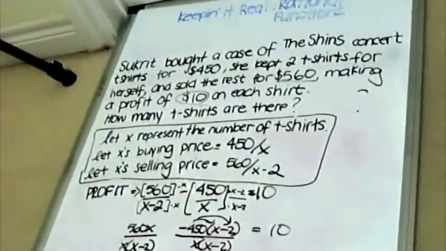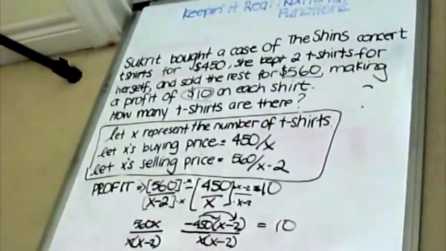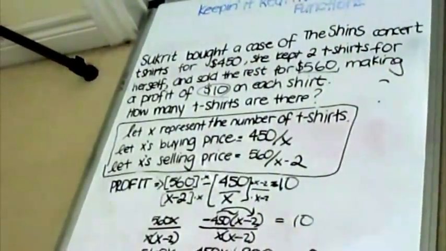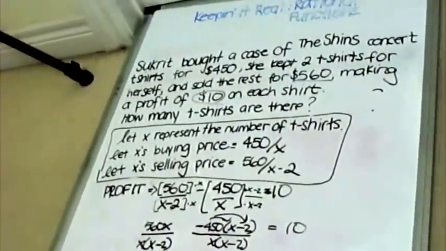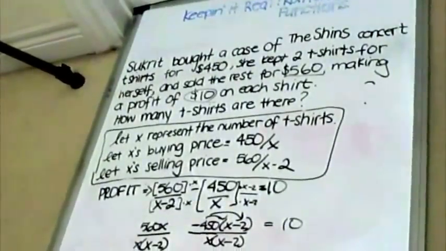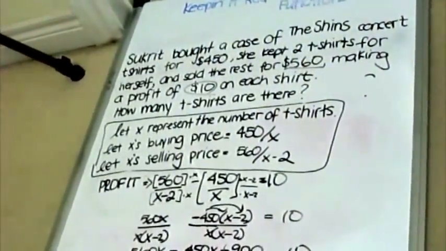We're doing an application question. I bought a case of the Shins concert t-shirts for $450, and I kept 2 of the t-shirts for myself and sold the rest for $560, and so I made a profit of $10 on each shirt. Now, how many t-shirts are there in total?